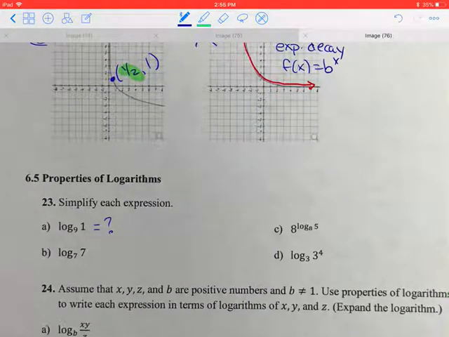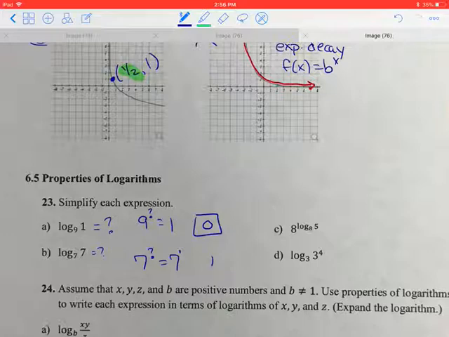So when I see that log base 9 of 1, I'm thinking 9 raised to what power would give me 1? And that would only be true if I was raising it to a power of 0. So that one will be 0. For this one, I'm thinking 7 raised to what power would give me 7? Well, 7 is just 7 to the first, so I would need that to be a 1. So we're picking the exponent that makes that true.